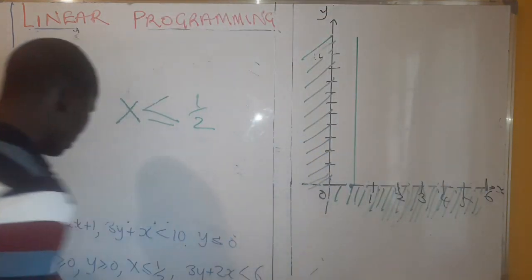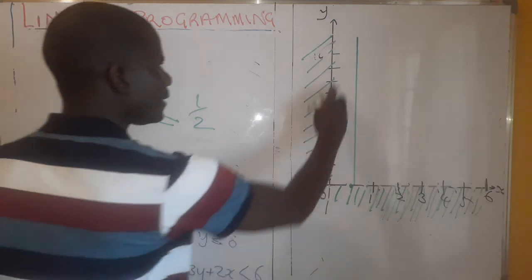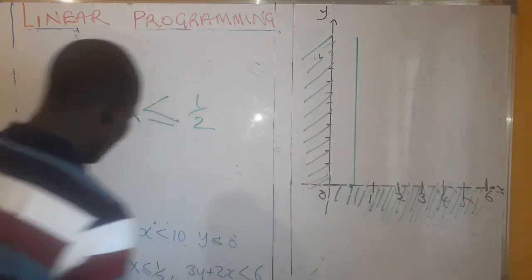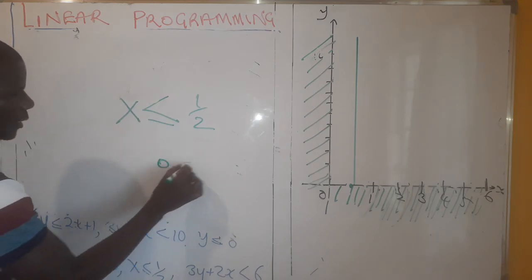For x. This one is talking about what? Less. Okay? What do we want? We want the part that is less. That's what this one is talking about. We want what is less than 0.5.